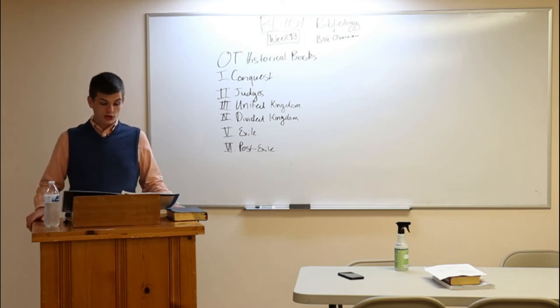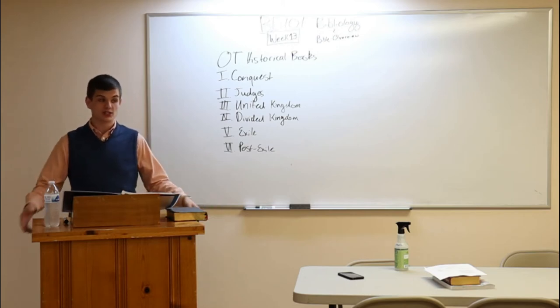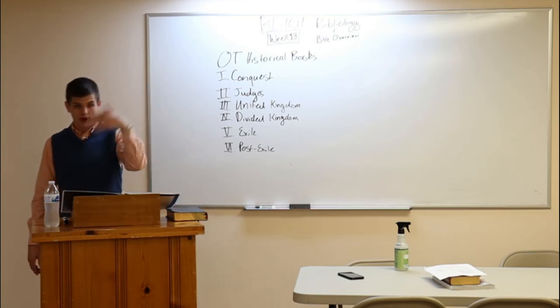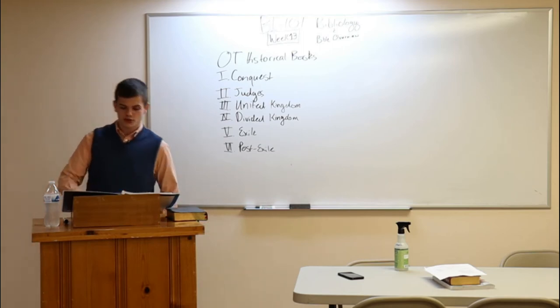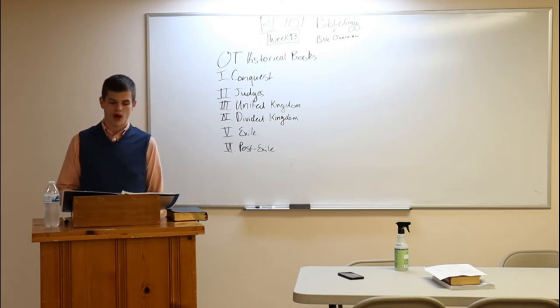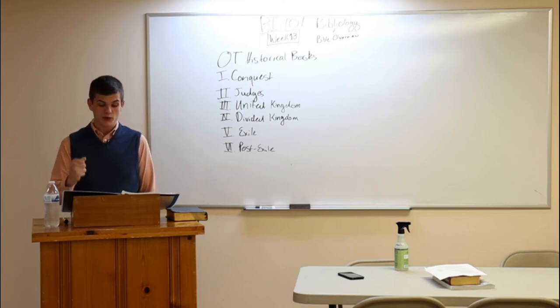The historical books trace the plan of God that began in the Garden of Eden and climaxes in the coming of Christ. So again, we have this scarlet thread all throughout the Bible, and we see that traced even in the historical books. We see the fulfillment of the seed promise as Israel is preserved as a distinct people group in order for the Messiah to come.